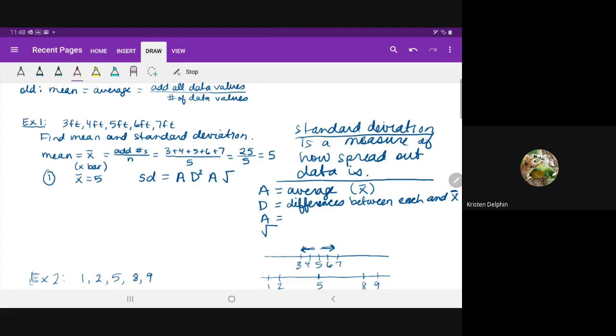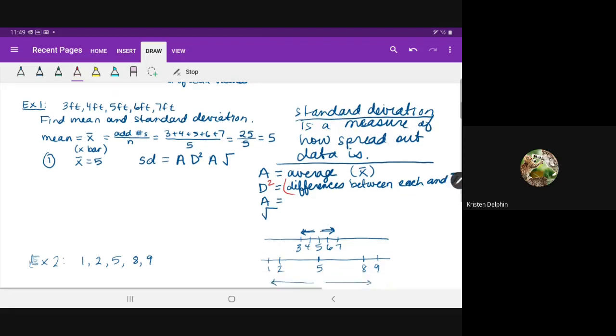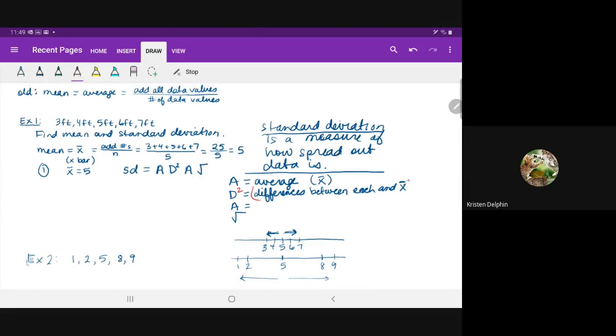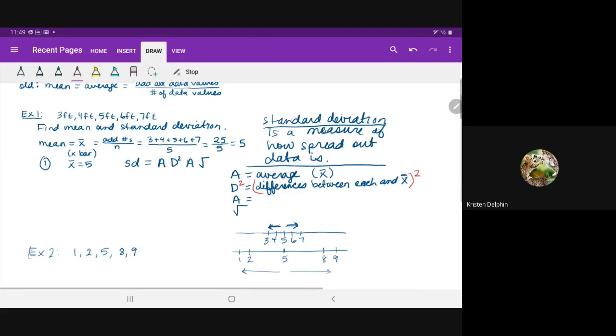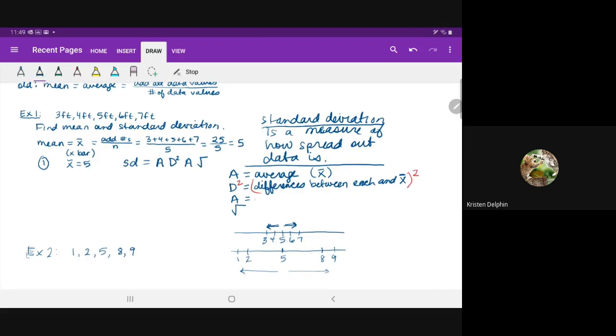And then I'm going to change colors for this one. You're going to square each difference. And I'll show you how to do it. It's actually not very difficult. It's just that you have to do it in the order. A stands for average. And then square root stands for square root.